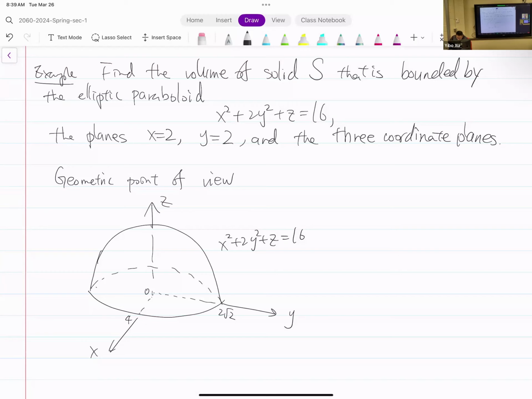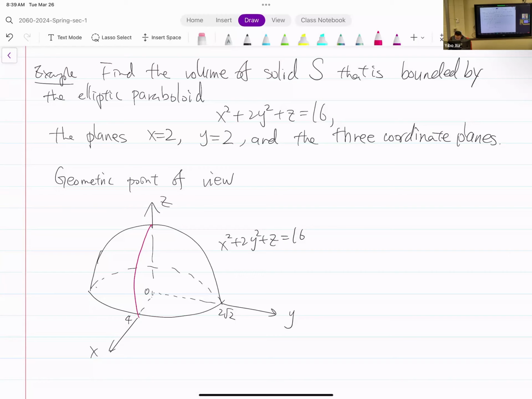And finally, we have the 3 coordinate planes. So basically we have what? We have this plane right here. So that's the xz plane that's cutting off the left hand side, right? And if you have the yz plane that's cutting off the back, okay? So we only have the front and the right hand side and the piece that's above the xy axis.